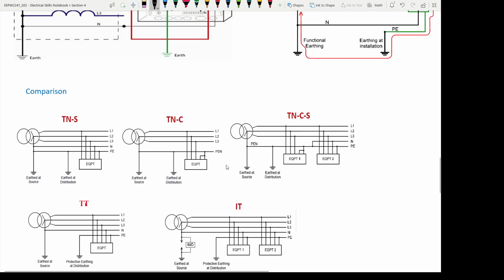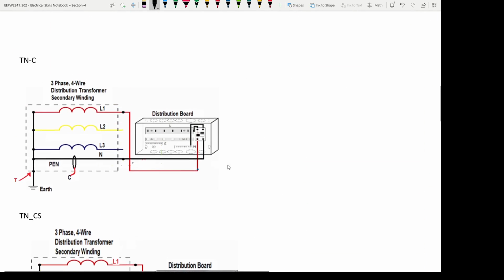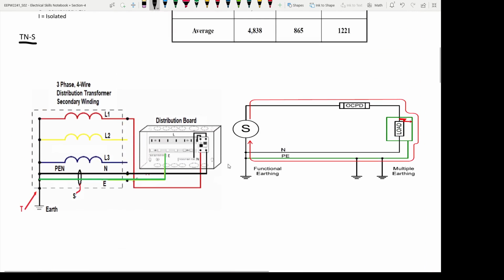So let us get into the details of how this earthing method is going to differ with respect to the fault, with respect to the earth fault loop impedance, and with respect to the MCB's tripping time. Now we will go to the TNS method here. So we have a TNS method here. Whenever a fault happens between the line and earth, the path followed by this fault current is given here, as I have shown in this picture.